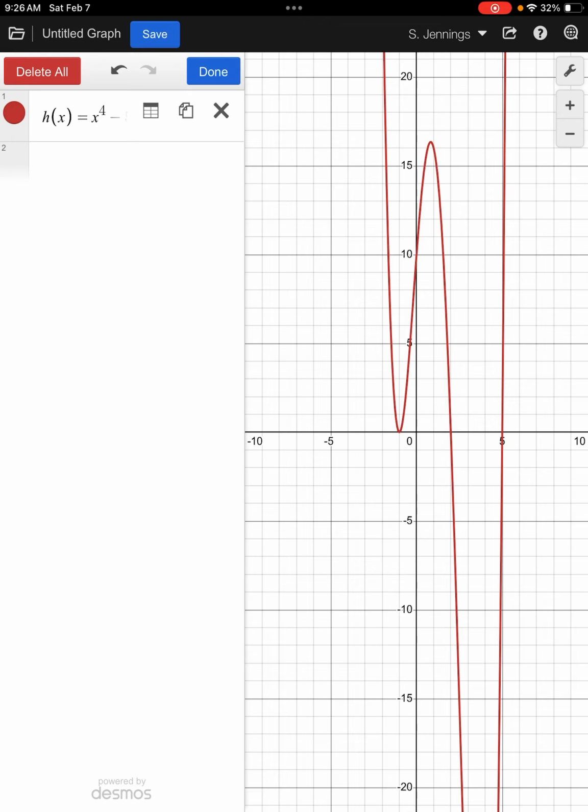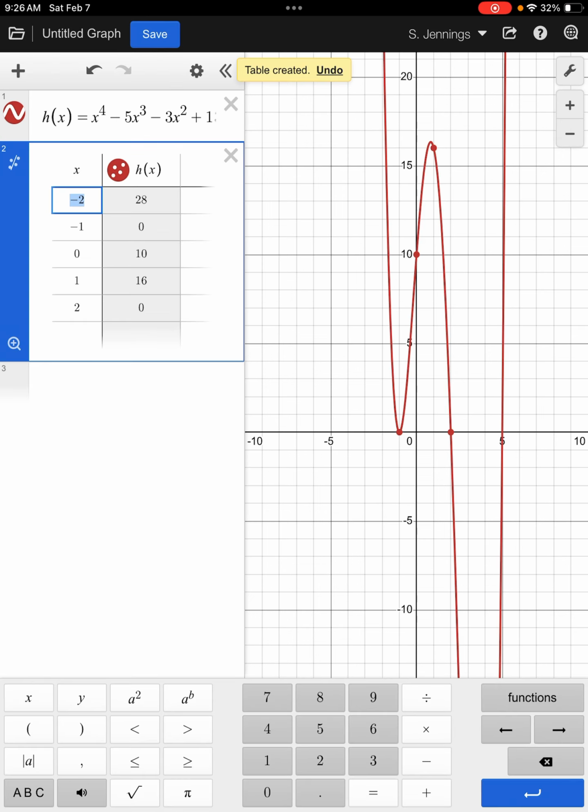And after what you can see of x to the fourth minus something for this function, we now see an icon that looks like a table. If you click on that, Desmos will create a table for you. And if you don't like the x values or you want to add x values, you certainly can, but that will get you a head start.